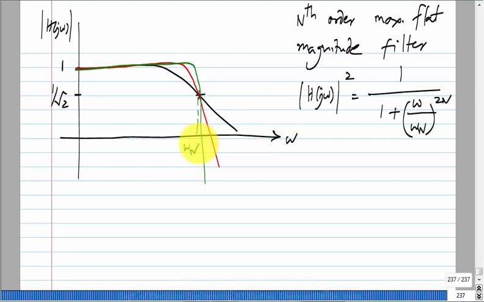Okay, so how will we go about getting that? So, essentially this gives you the magnitude squared function, right? What you want to find is the h of s, denominator polynomial d of s, which will give you this. So, how will we do that? Is that possible, you think? I mean, that is what you are doubting, obviously.